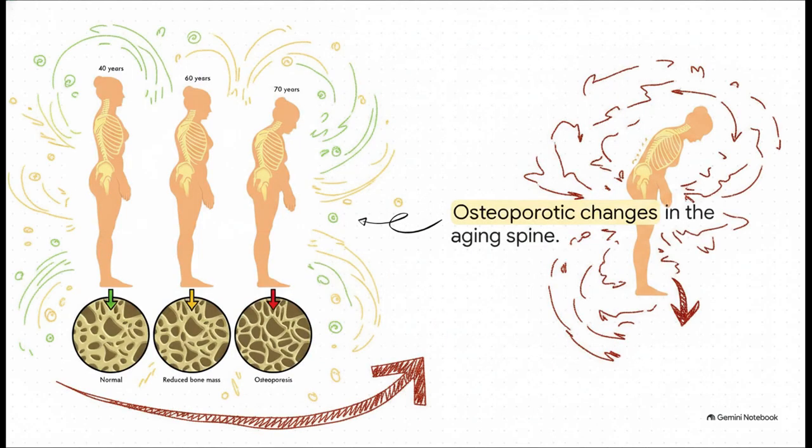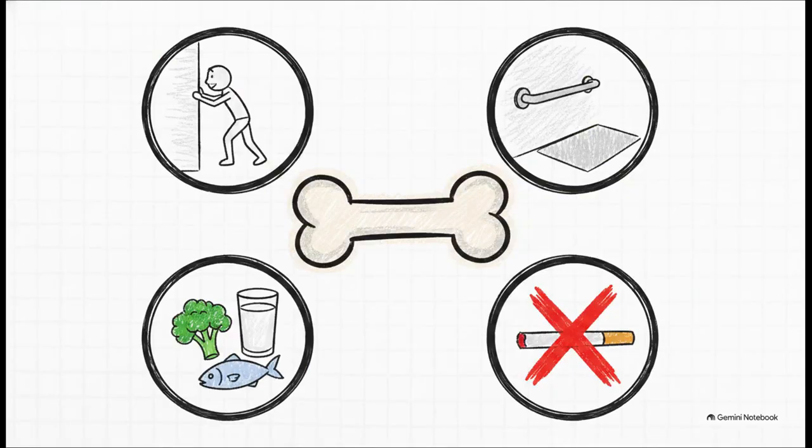Now, what's really fascinating and kind of scary is how that internal microscopic bone loss actually shows up on the outside over time. Look at this progression from age 40 to 60 and then 70. You can clearly see those postural cues, right? The kyphosis, that stooped posture, and the really noticeable height loss. When you're assessing a patient, these visual cues are your immediate red flags that osteoporotic changes are actively happening in their spine. So, what's our game plan as nurses?